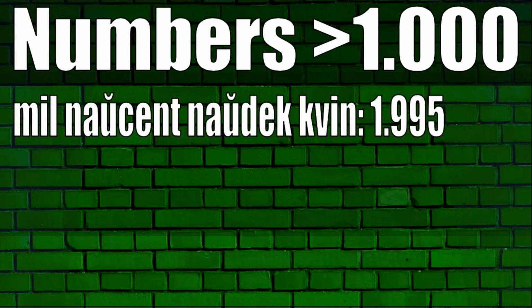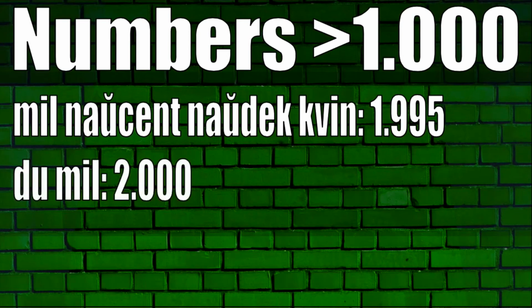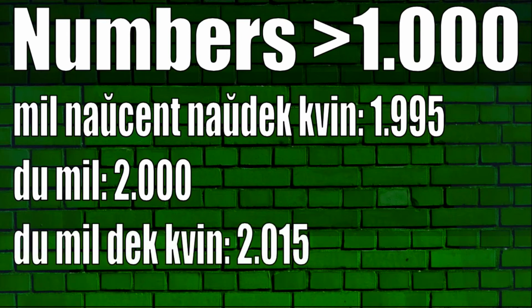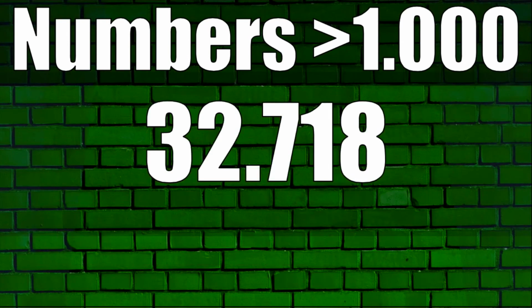Mil naucent naudek kvin, 1995. Du mil, 2000. Notice that we have the space between du and mil. Du mil dek kvin, 2015. How would you say this number?